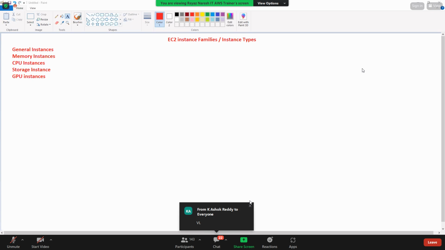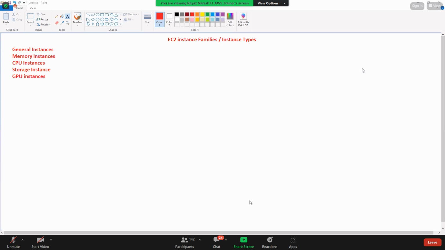Okay, virtualization layer. So let's say you have an application which needs more CPU, because sometimes your applications depend upon the CPU only, no? Some applications need more memory, like Java applications need more memory, and some applications need more CPUs. Some applications need more storage. So based on that, you need to select those categories.